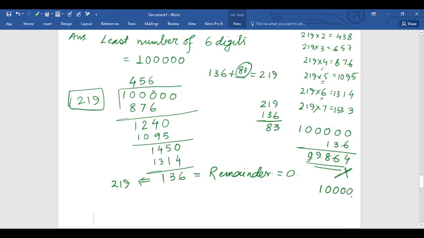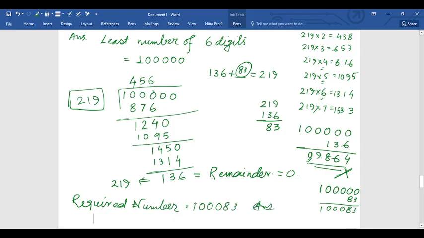1, 2, 3, 4, 5, 6 total. Now this is how much? 83. 100083. That means the required number is 100083. This is the answer.